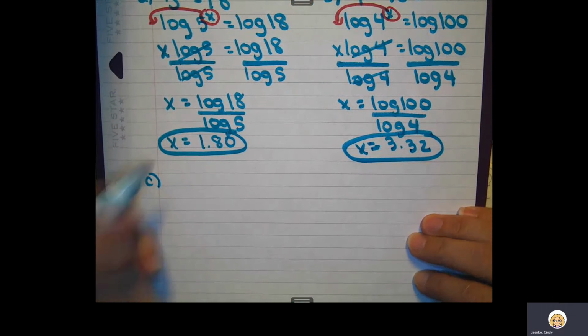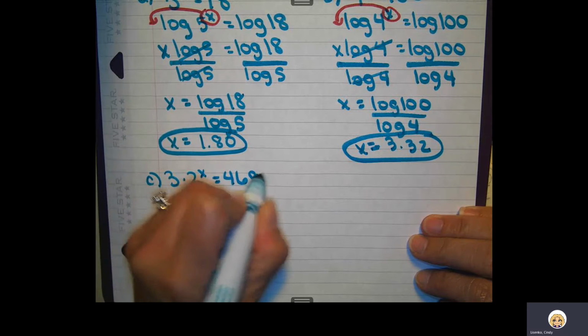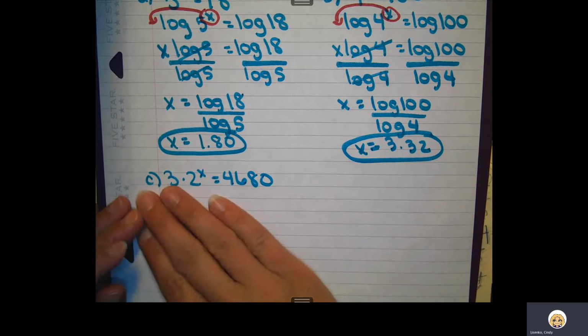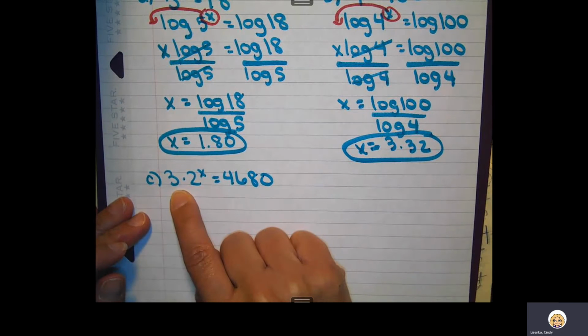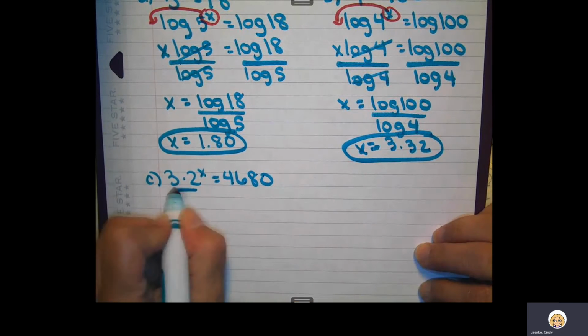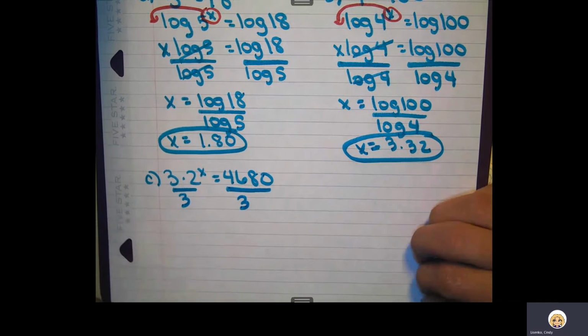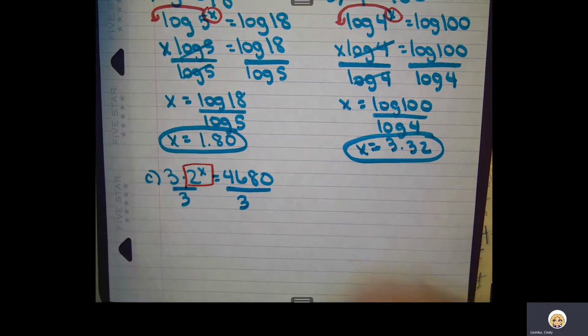For C, we're going to write 3 times 2 to the x equals 4,680. Trying to give you all the examples you possibly could see. We do not want to attach the log to both of these yet because you want to isolate this power. So what we need to do is get rid of this 3. Since it's attached by multiplying, I can get rid of it by dividing by 3. So I'm going to divide both sides by 3. We want this to be all by itself before we do any logs.